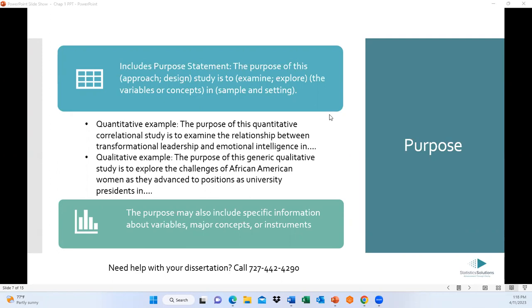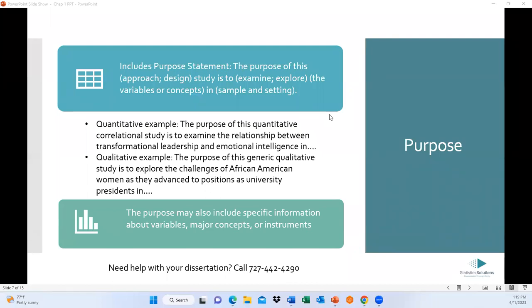Okay, so let's review this. The purpose of this, the approach, the design, study is to examine, explore. The verb is not so important. The concepts or variables in your sample and setting. That's the kind of formula, right? That's the formula that your purpose statement should take. So let's take an example based on that.